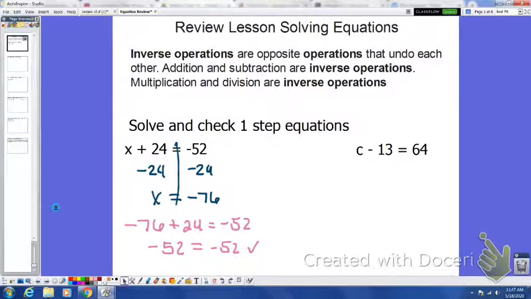Okay, if we look at our next one, c minus 13 equals 64. Again, we're going to drop that line down. The inverse of subtracting 13 would be to add 13. So c equals 64 plus 13, which gives us 77. And I know that 77 minus 13, if I do a quick mental check here, would give me 64. Okay, so there's your first two one-step equations with adding and subtracting.